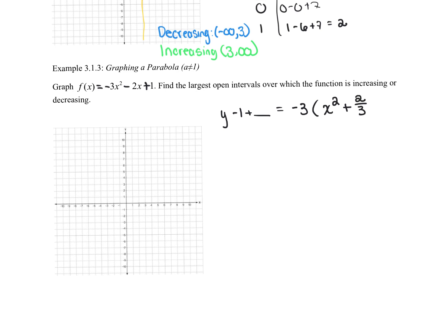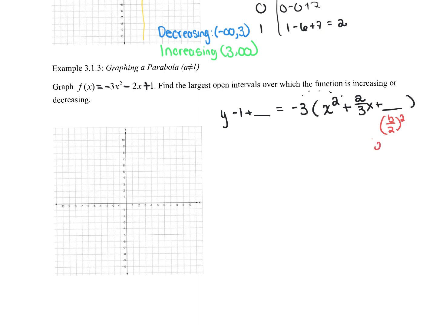2 over 3 x plus blank. And if you want to check, you can multiply this 3 back in, and the 3's will cancel out. You get that 2 that you had. This is b over 2 squared. So b, oops, I forgot the x, sorry. X.